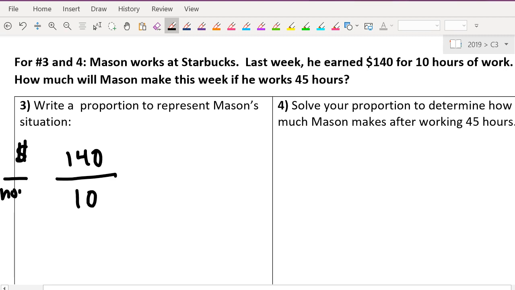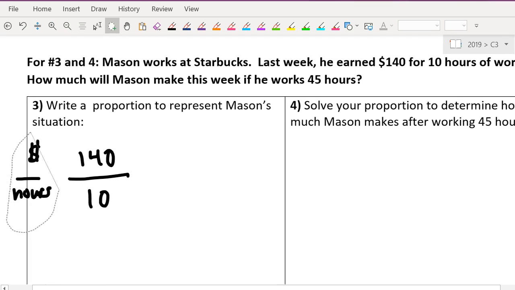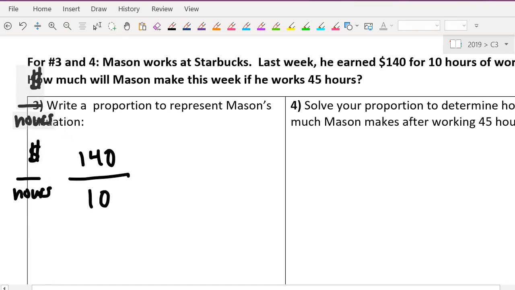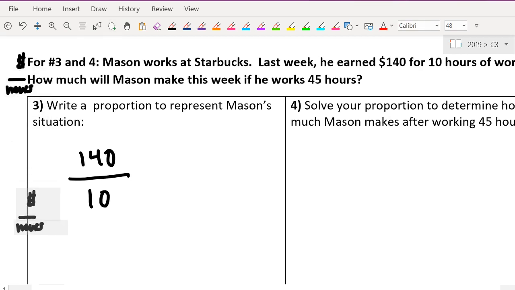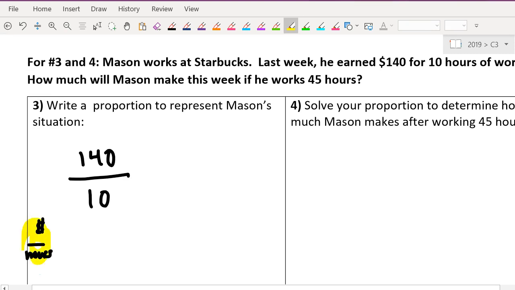Dollars over hours. Okay, this is just in parentheses here. So this is just like a note for myself. So let me just move it. I don't want you to think that's part of the equation. So let's move this up. This is going to be confusing, isn't it? I'm shrinking it. Well, just trust me. It's right there. Okay. 140/10.